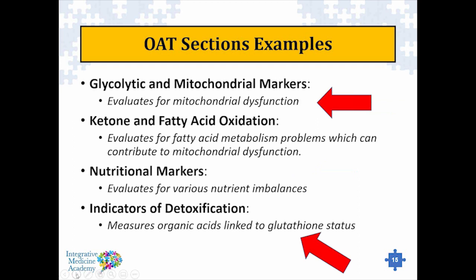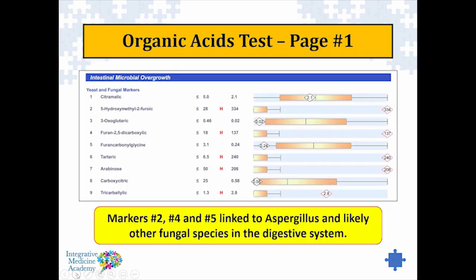Indicators of detoxification status, looking at glutathione deficiencies. Glutathione is a very important chemical that's often deficient in people who have chemical exposure. If you've ever done an organic acid test, you know there's a number of markers on page 1 that are linked to yeast and fungus exposure. Markers 2, 4, and 5 on the organic acid test have a strong link to Aspergillus mold exposure, the most common mold that all of us are exposed to.